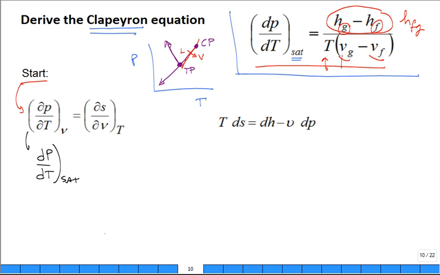Why can you just rewrite that? Because pressure and temperature are not independent in that phase change region. There's only one saturation pressure for each temperature. So this partial derivative becomes an ordinary derivative. All right? And we remind ourselves that this is only applicable along that saturation line on our PT diagram.